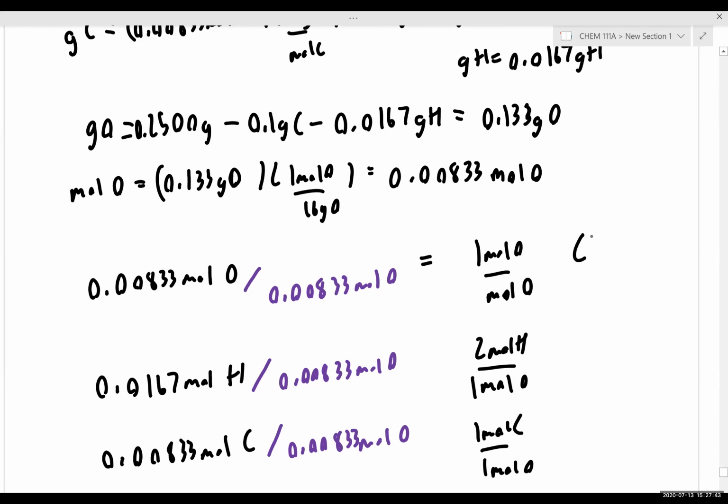That in turn gives us an empirical formula of CH2O, which is a common empirical formula for sugars such as glucose and sucrose, as well as the empirical formula for something like formaldehyde. Does this example make sense to everyone so far? Any questions so far?